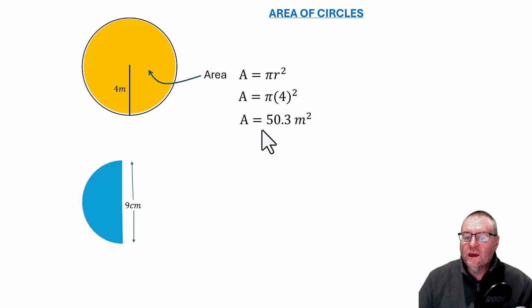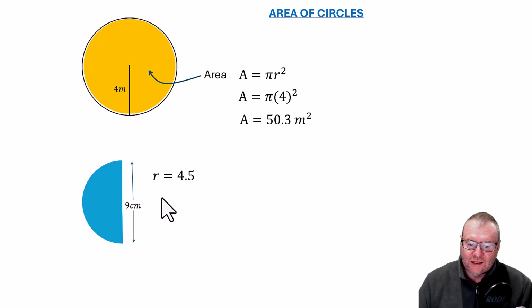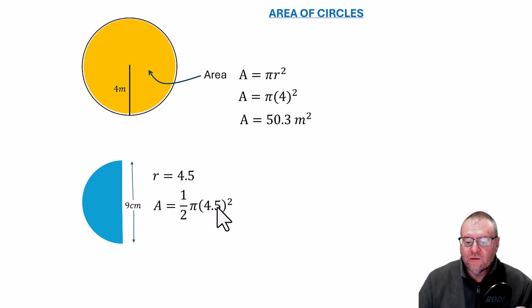Pi r squared, but we can modify that a little bit if we only have parts of a circle. So in this case, what is the area of this blue color? Well, I'm given the diameter, so I'm going to have to halve that to get the radius. So it's 4.5, which is the distance from the middle to the outside edge. So now I can use the 4.5 in my formula, although instead of finding the area of the whole circle, I only want the area of half the circle. So I'm going to put a half in front of my formula. My r value is 4.5. Put that in my calculator exactly as I see it. Half pi bracket 4.5 bracket squared. I'll get a value of 31.8.